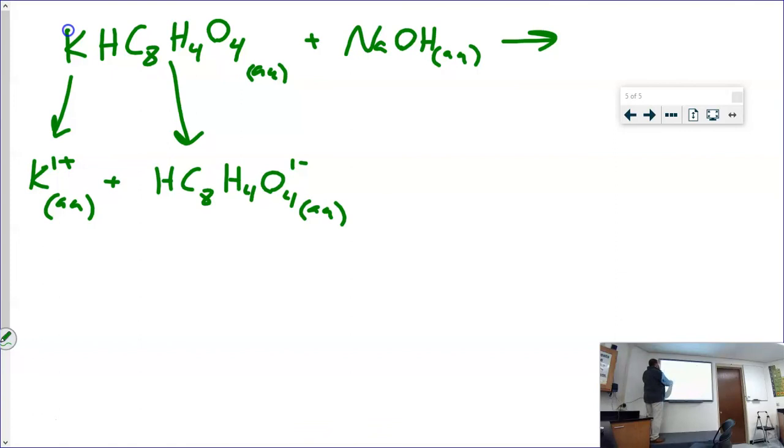So this is what it's going to look like. These are my two reactants up top. I dissociate them both. I get my products. I'll get some water, and I'll get half of a salt. I'll be left with this C8H4O4 as the other product, okay?